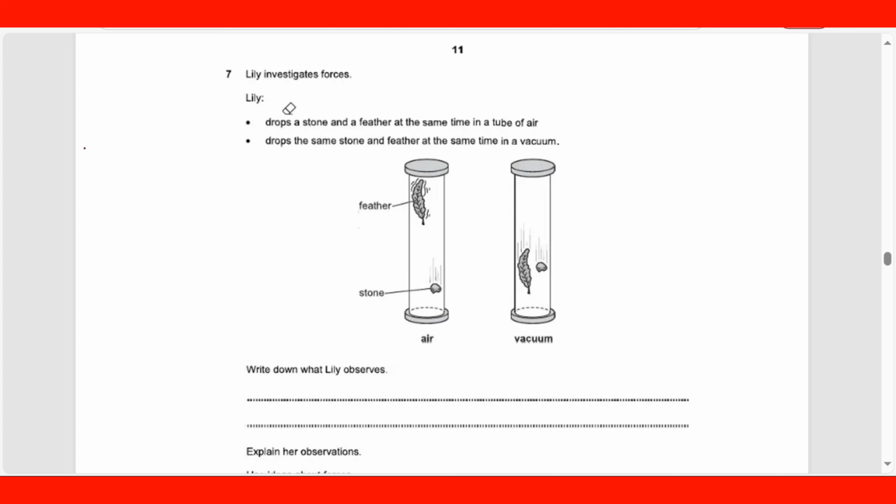Alright. Okay, number 7, guys. Lily investigates forces. Lily drops a stone and a feather at the same time in a tube of air, then drops the same stone and feather at the same time in a vacuum. Write down what Lily observed.